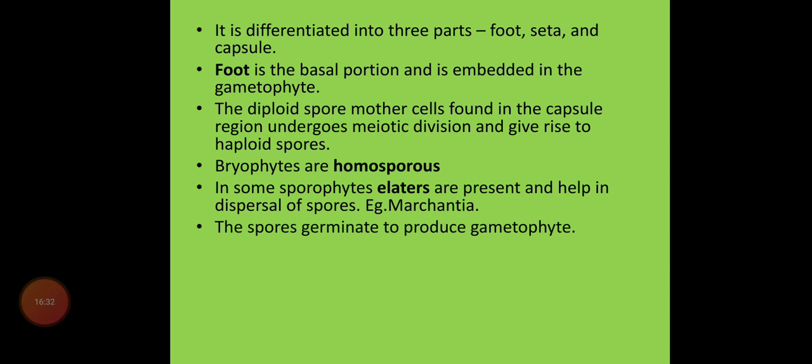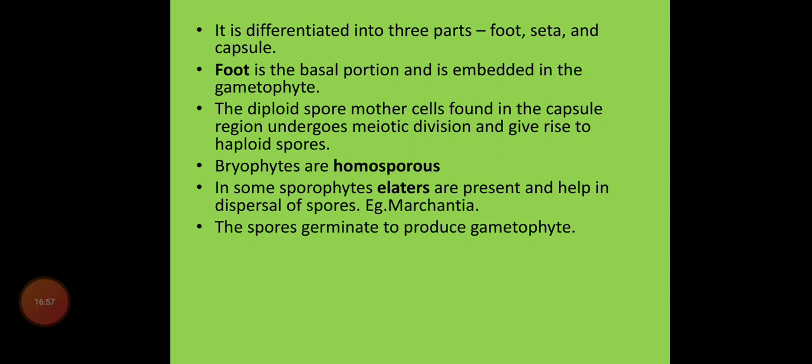Some sporophytes have teeth-like structures called elaters. Elaters help in dispersal of spores. When the spores are matured, the elaters burst and the spores are liberated from the sporophyte body and fall a long distance. The spores germinate into a new plant body called gametophyte. For example, Marchantia. Elaters can be observed in the Marchantia plant.